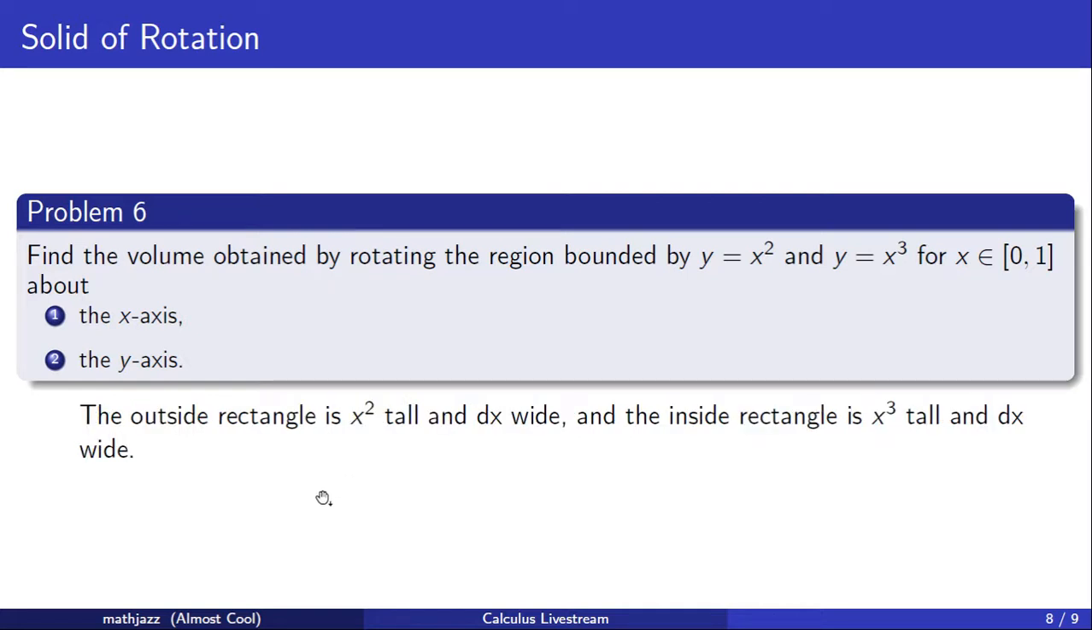The disk method says that we're going to have to break this into two integrals, an outside rectangle to represent the solid object, and an inside rectangle to represent the portion from the inside of this object that is being removed. So the outside rectangle is going to be x squared tall and dx wide. The inside rectangle is x cubed tall and dx wide, because, if we remember, x cubed was the smaller function on the interval.